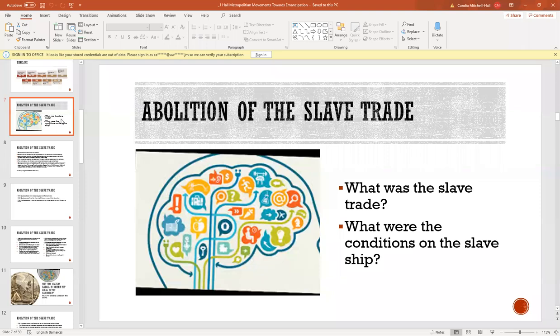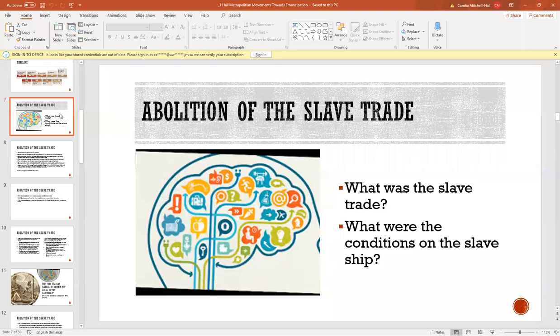All right, what's another name for the slave trade? The Middle Passage. The Middle Passage. The Middle Passage was which route of the triangular trade? Sir, from the Caribbean. From the Caribbean? No, sir, from Africa to the Caribbean. Yes, from Africa to the Caribbean is the Middle Passage. So that is part of it. Any other comment?